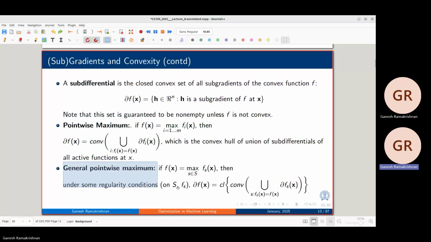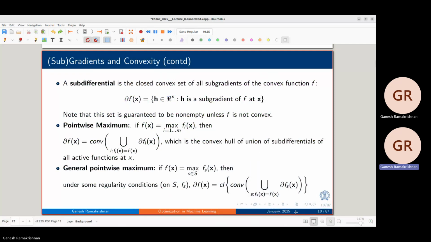Okay, so if you have a general pointwise maximum or supremum, actually I have used maximum here still, but let's take the case of supremum. There, as this S could be infinite in size, you will take the union of all those. So the question was whether we should take closure inside or closure outside. It suffices to take a closure outside.